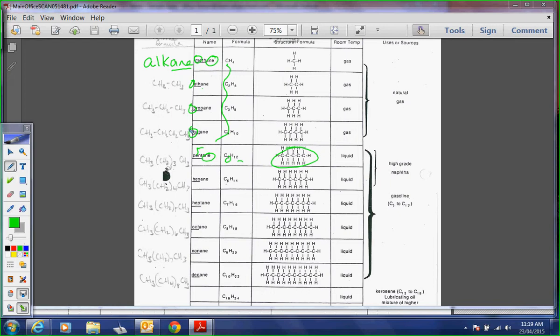Yeah, great. Are those not in the data booklet? But what's the problem with trying to find them in the data booklet? Time. Because they're listed alphabetically.